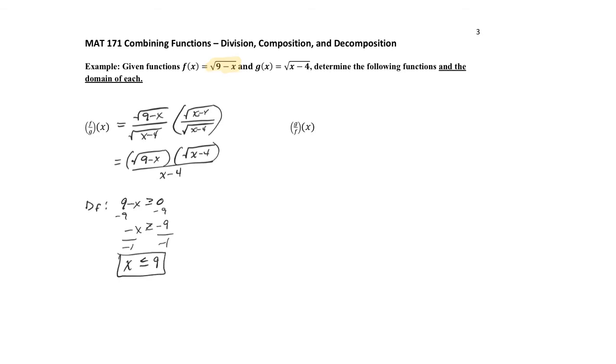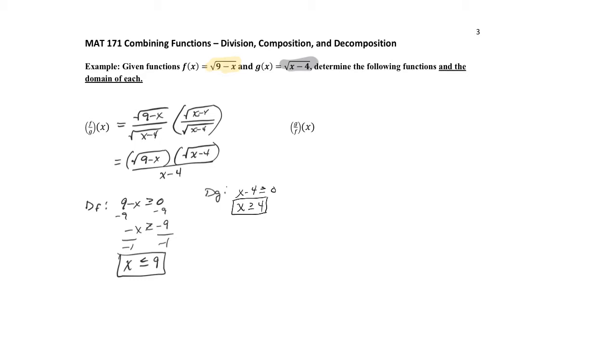Now I want to look at the domain of g. The domain of g is, let's see, g is the square root of x minus 4. So for the domain of g, whatever's under the radical, again, this is x minus 4, has to be greater than or equal to 0, which means x is greater than or equal to 4. So now, when I'm considering the domain of the combination, so the domain of f divided by g, I have to put all of this together.